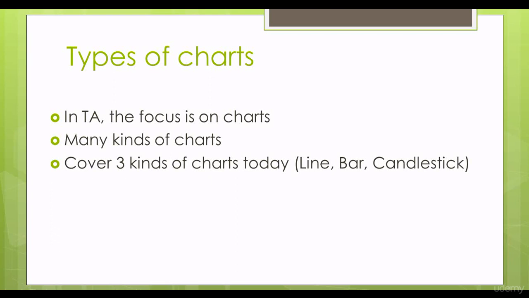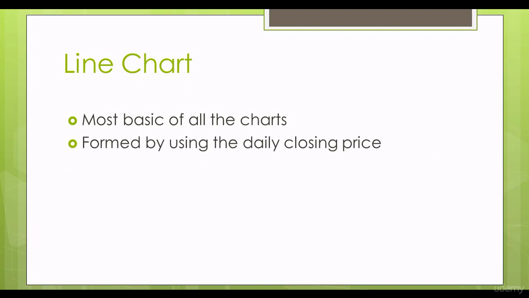So let's begin by looking at the line chart. The line chart is the most basic of all the charts, and it is formed by the daily closing prices of the stock, which is the price that the stock closes at every day. However, the problem with a line chart is you can't see the trading range of the day. So what is the trading range, you might ask?